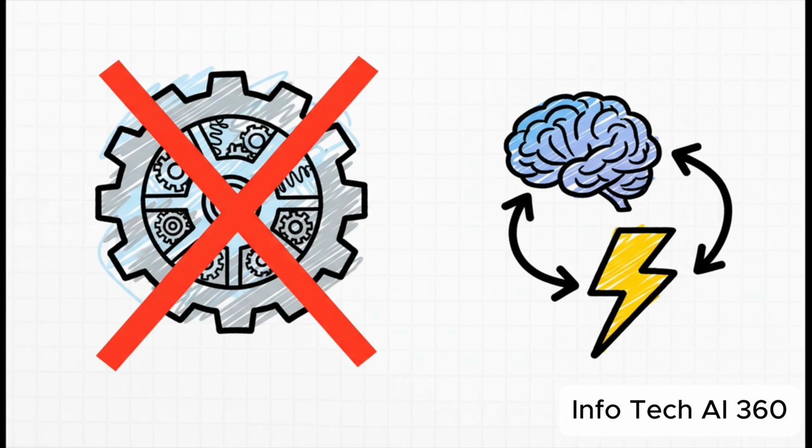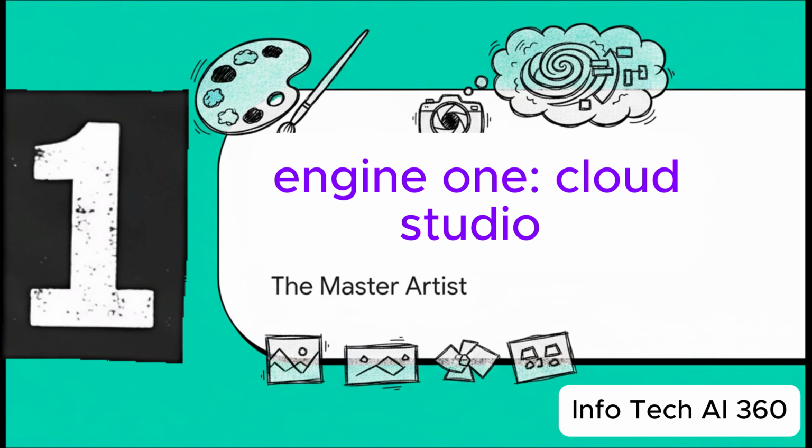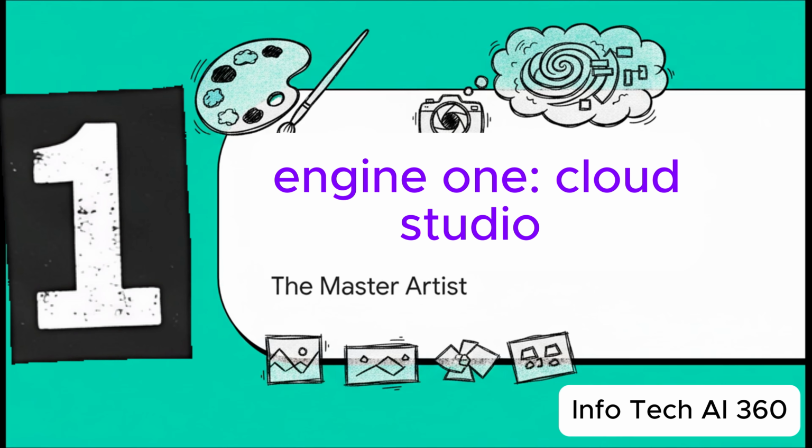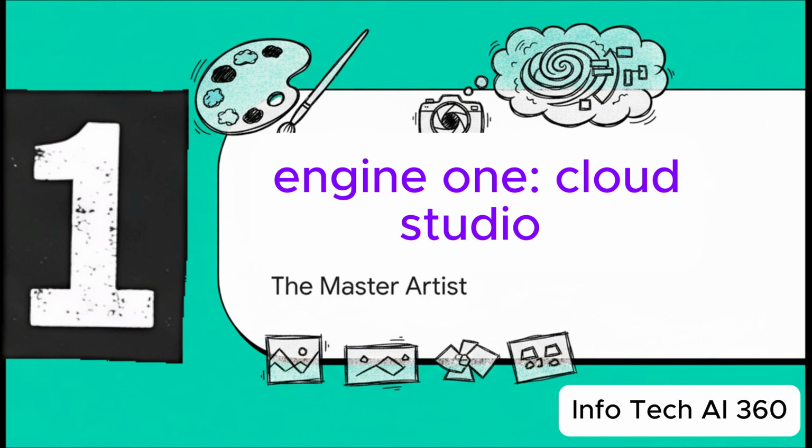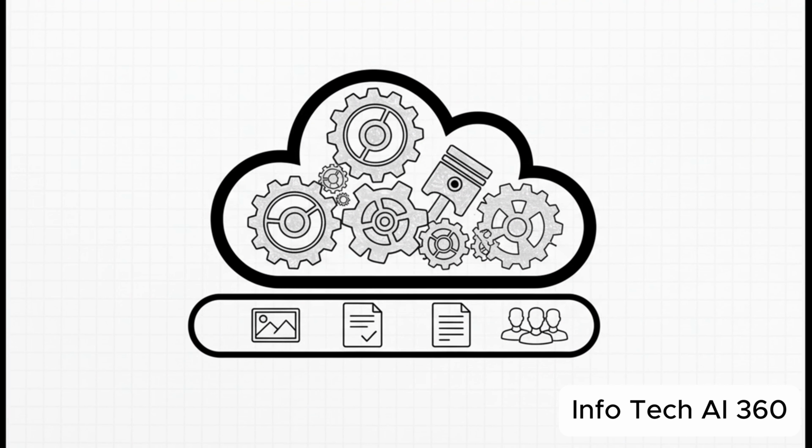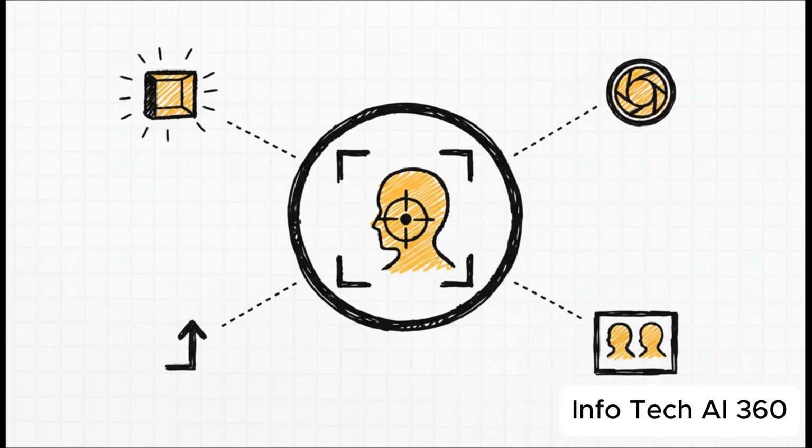Let's break down that first engine. So first up, we have Engine 1, which is basically the Cloud Studio. You can think of this as your master artist, your creative genius. This is the one you turn to when every single pixel matters and the quality has to be absolutely perfect. The technical name for this is the Gemini 3 Pro Image API. Now, it lives up in the cloud, and its entire job is to be the heavy lifter. It's all about delivering that top-tier, reliable, and super controllable output that design teams and businesses actually need to get work done.